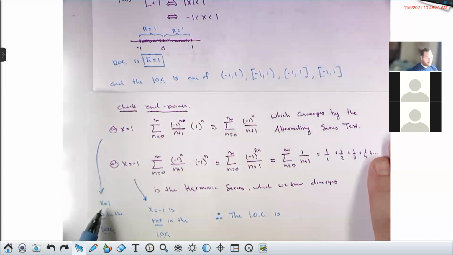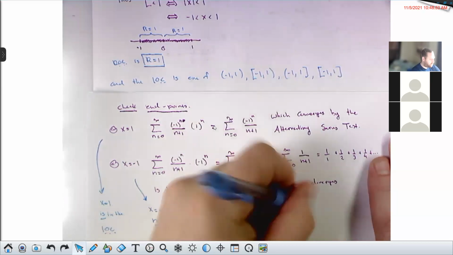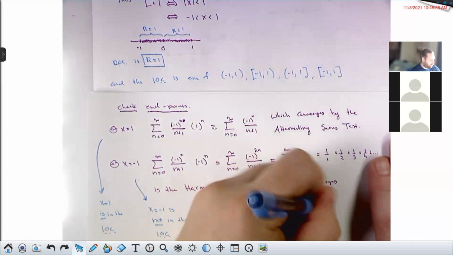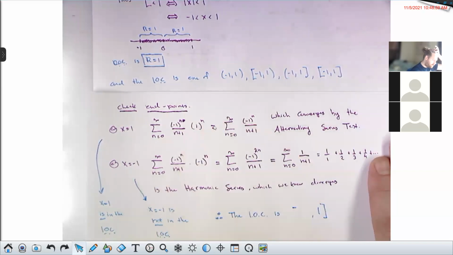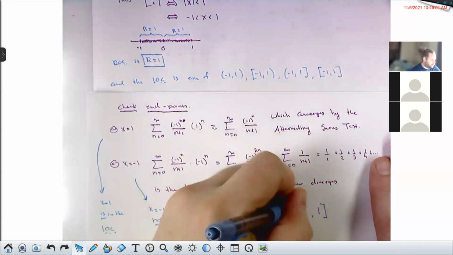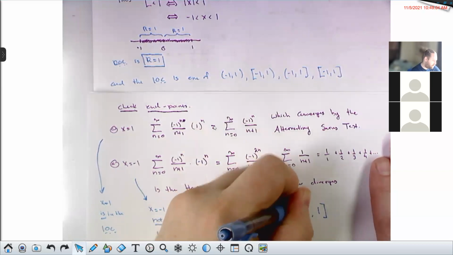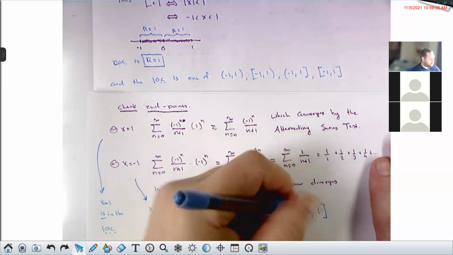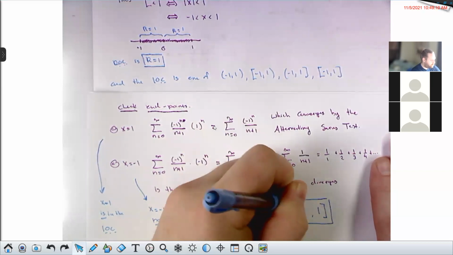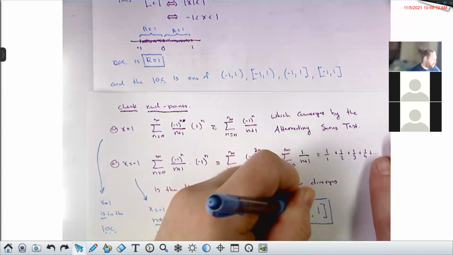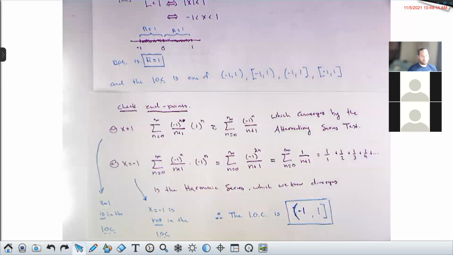Well, if I do contain 1, then that's the bracket. Oh, sorry, 1 bracket. And if I do not contain -1, that's the parentheses. So this is my interval of convergence. It is the left open, right closed interval. And this is generally how these problems go.